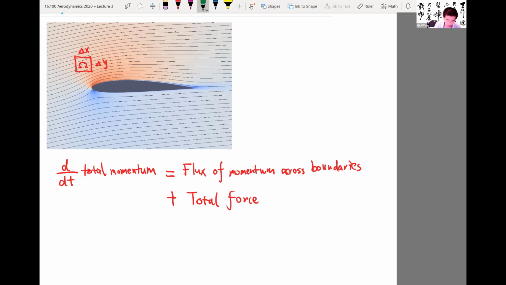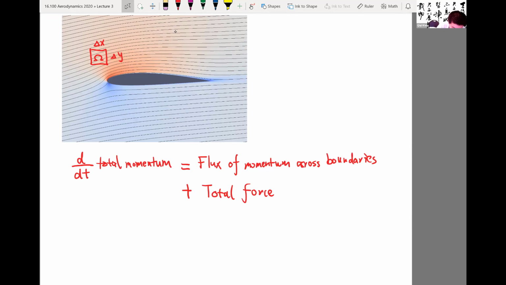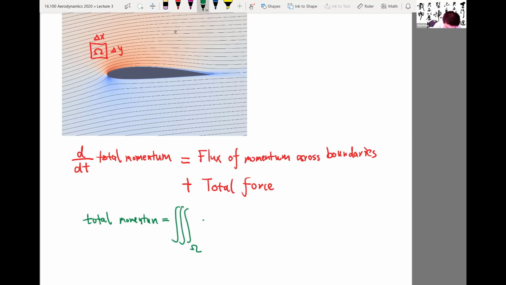All right, and let's look into what each of these three terms mean. So first of all, total momentum. We know that the total momentum is equal to the integral, actually, if we think in three dimensions, it's an integral over the three-dimensional control volume with a depth of delta z, right? It's an integral of the momentum, which is rho times the velocity vector.